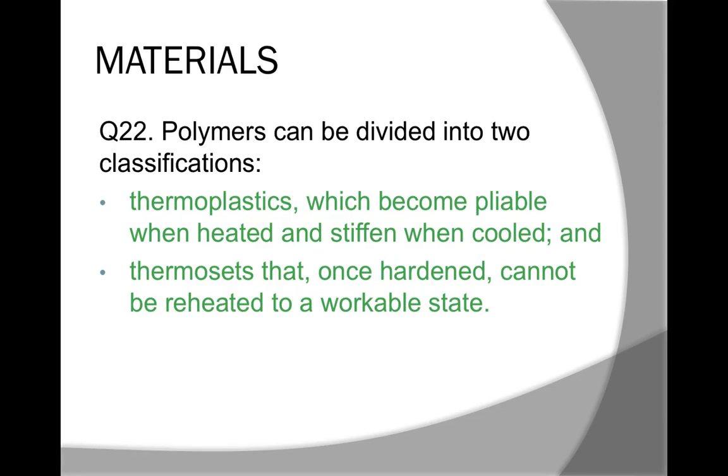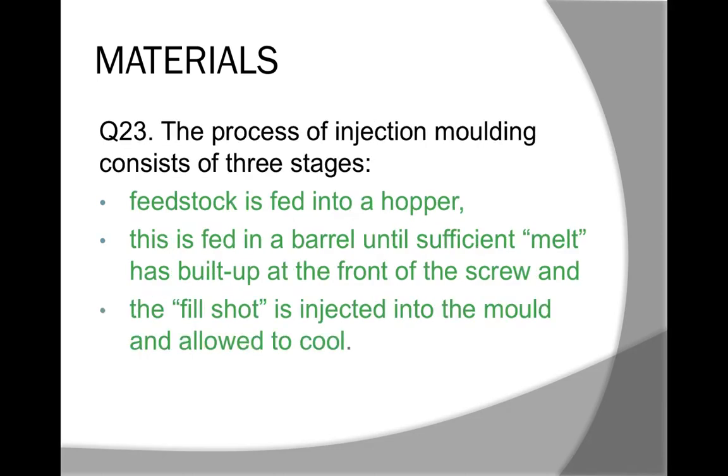Polymers can be divided into two classifications: thermoplastics and thermosets. Another word for thermoplastics is thermosoftening plastics. The difference is that thermosoftening plastics will become soft and return to their original shape if heated. Okay, question 23. The process of injection molding consists of 3 stages.